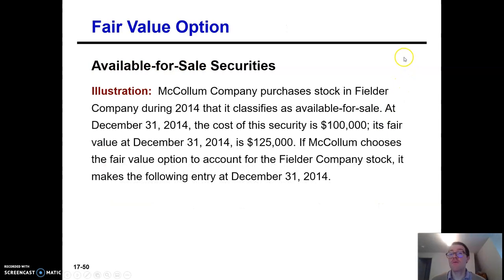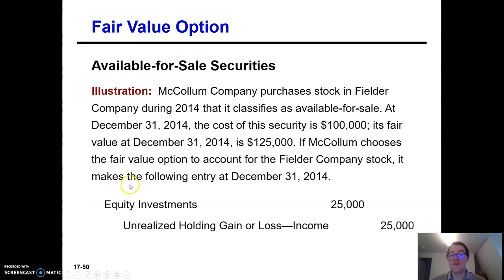Okay, let's see how that works here. You got McCollum Company buying stock in Fielder Company, and they're going to make it available for sale. At the end of the year, the cost is $100K, but the fair value is $125. If they did the fair value option, they can make the following journal entry. Equity investments will go up. Unrealized holding gain or loss hyphen income.